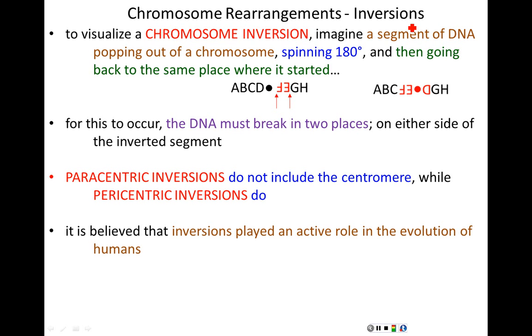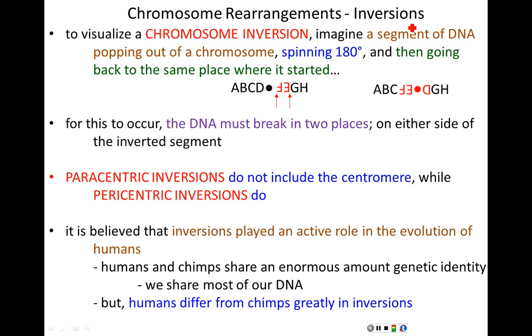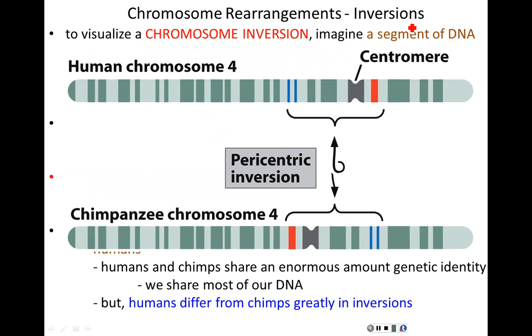It's believed that inversions played a pretty active role in the evolution of human beings, and we can actually track this. Again, going back to our staining idea, we can take human chromosomes and chimp chromosomes and stain them with some of our stains and get those unique striation patterns. If we compare those chromosomes, we see that humans and chimps do share an enormous amount of genetic identity on the DNA level. Most of our DNA is the same, but what we also see is that the layout or the arrangement of our chromosomes is quite different in its shape or structure.